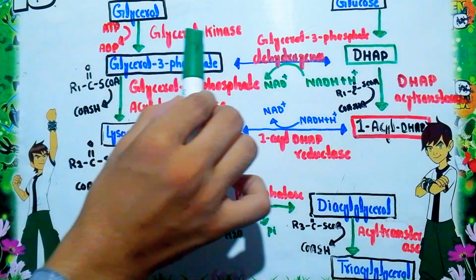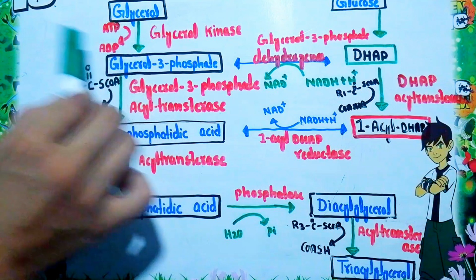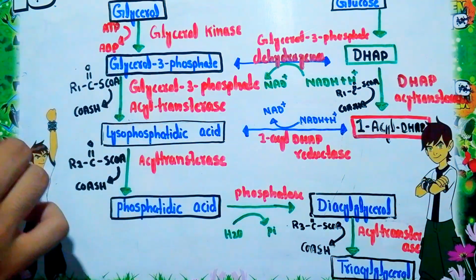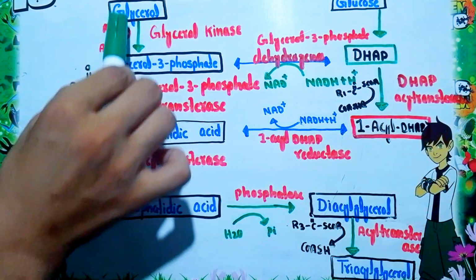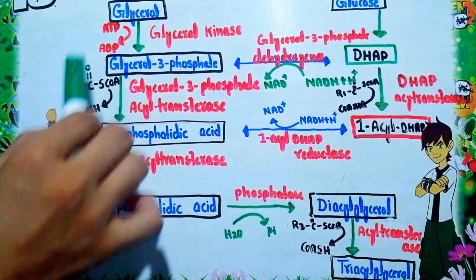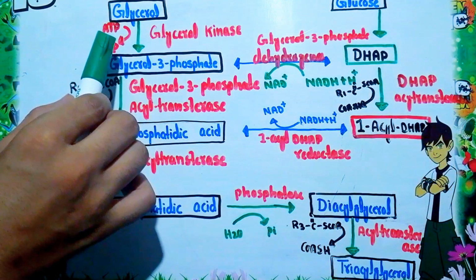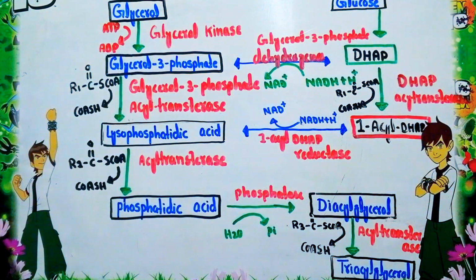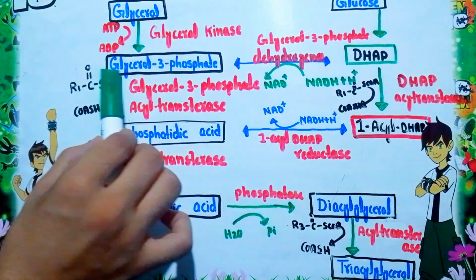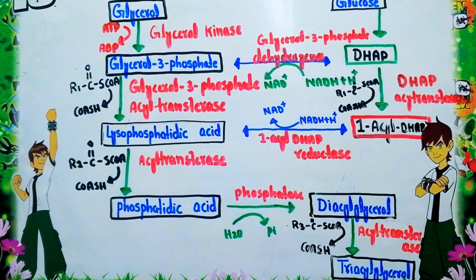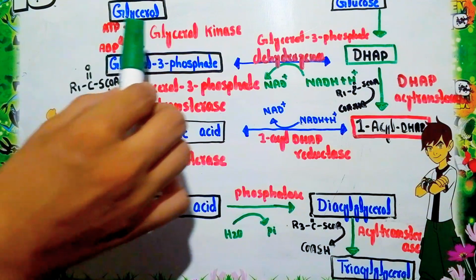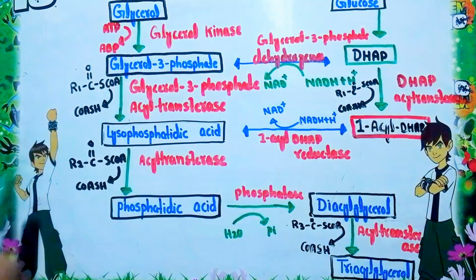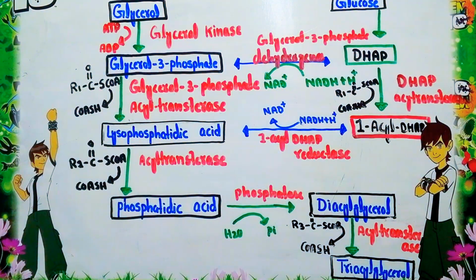This glycerol kinase breaks down ATP and releases the phosphate. The phosphate released from the backbone of the ATP attaches to the third carbon of the glycerol. So finally it is converted into glycerol 3-phosphate. This glycerol kinase is absent in adipose tissue. So what is the other pathway, how is glycerol 3-phosphate formed in adipose tissues?